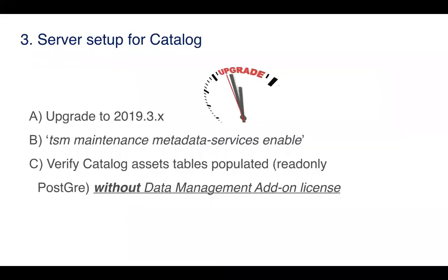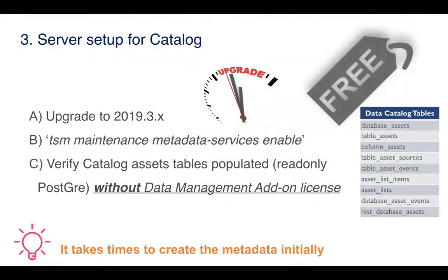The setup, pretty simple. Actually, upgrade 19.3, run the TSM command. You should see the assets table populated without license. Initially, it may take some time to populate this table value. And ongoing, depending on your server, it takes about 2 minutes. If you publish a new workbook, within 2 minutes, new metadata, catalog data should be available.